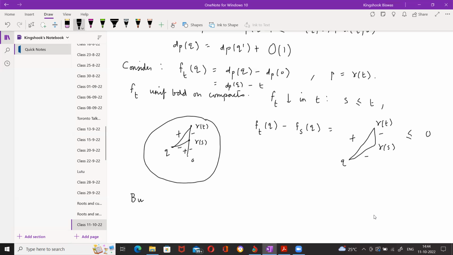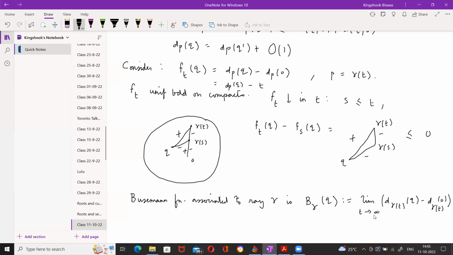So the Busemann function associated to the ray gamma, B sub gamma of Q, is defined to be the limit as t tends to infinity of f sub t of Q. So f sub t of Q basically just means d sub gamma t of Q minus d sub gamma t of O. Okay. Is this all right?